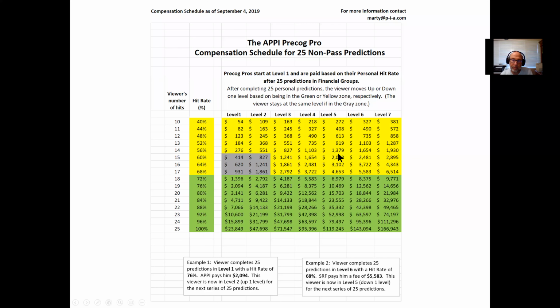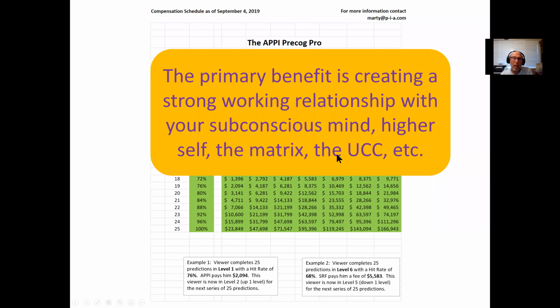Now, I say this because too often we get criticized: oh, it's all about the money, it's all about the money. And they say that about sex too. Is it all about the sex? Well, it is about the money, but it really isn't.